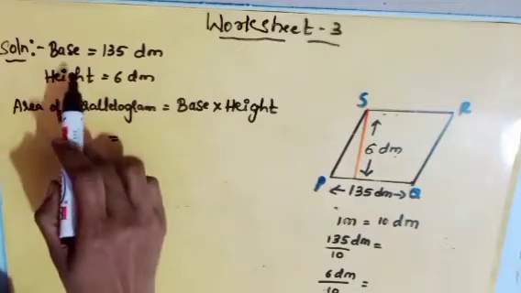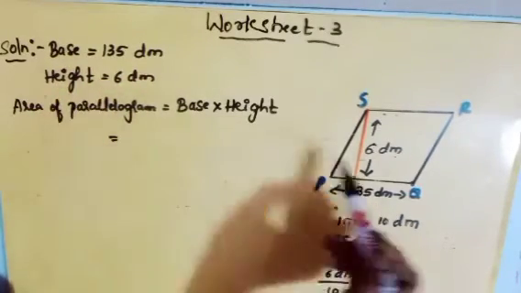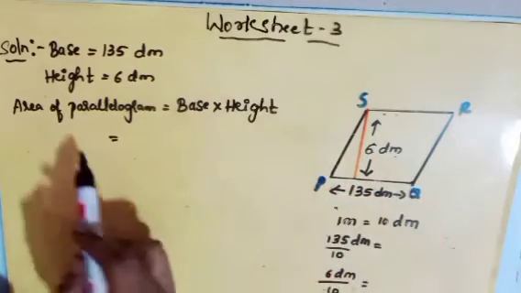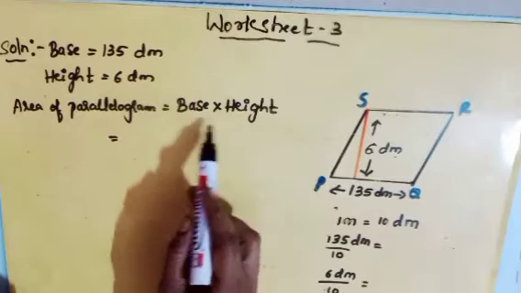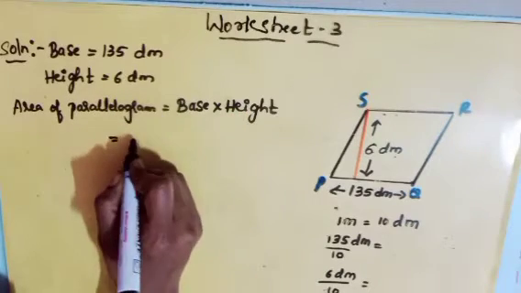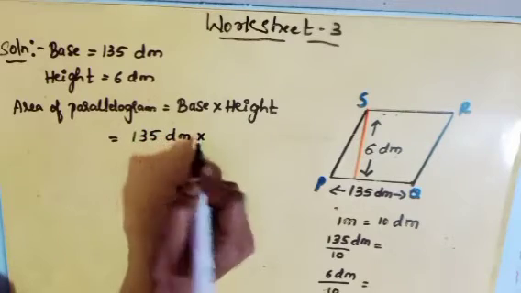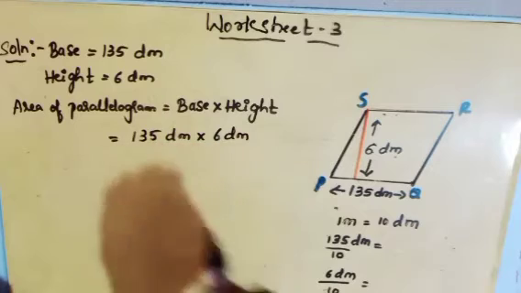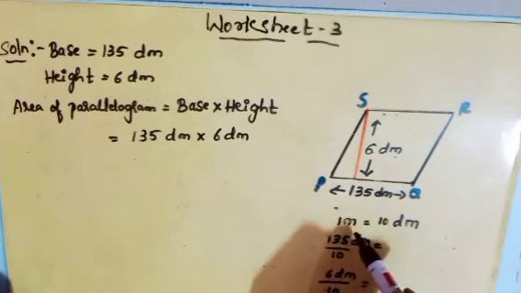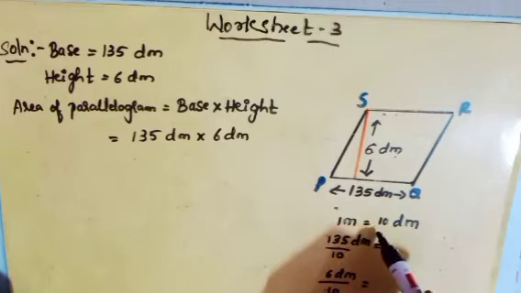So let us take base as 135 decimeter and height as 6 decimeter, and we have to find the area of a parallelogram, which is equal to base into height. So base is given as 135 decimeter, and height is 6 decimeter. See here, 1 meter equals 10 decimeter.